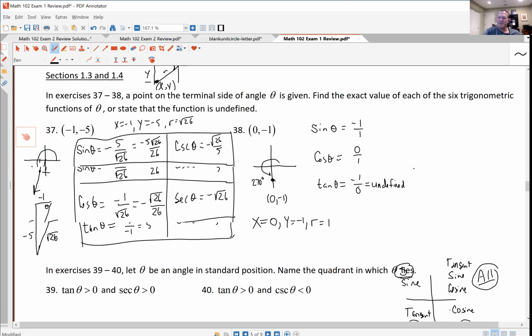Cosine of 270 degrees, or this angle theta, is 0, and the sine of 270 degrees is -1. Now we do reciprocals. Reciprocal of sine is the cosecant. That's also -1. The reciprocal of cosine is secant. 1 over 0 is undefined. And the reciprocal of tangent is cotangent. And this would be 0 over -1, which is going to be 0.